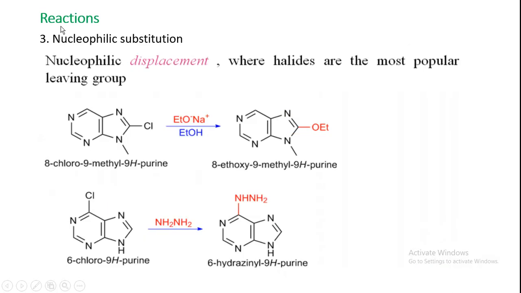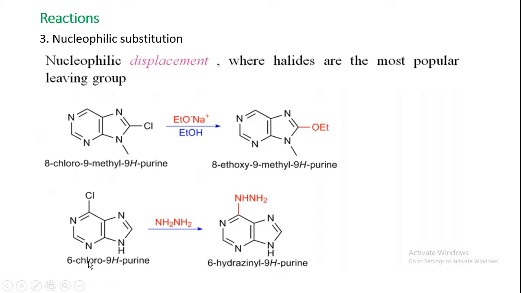The next reaction, nucleophilic substitution, nucleophilic displacement, where halides are the most popular leaving groups. If a halide is attached to the purine, that halide will be displaced. So this is the reagent, sodium ethoxide, and 8-ethoxy-9-methyl-9H-purine will be formed.